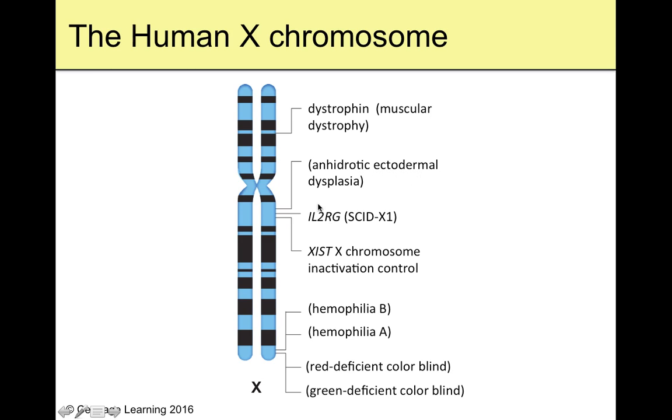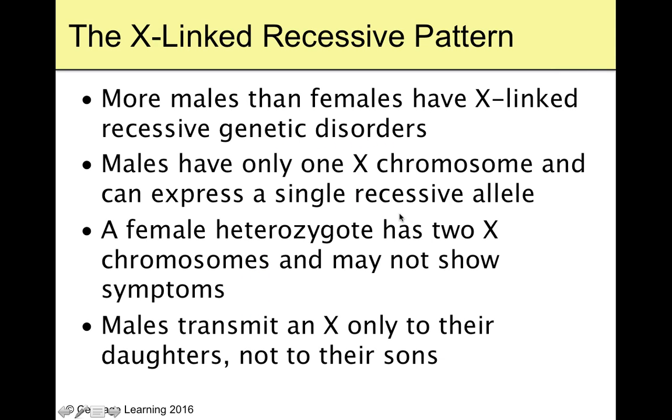Anhydrotic ectodermal dysplasia. Okay, I can read it, but it's annoying. That's on the X chromosome. A long string of letters, X chromosome. Hemophilia B, X chromosome. Hemophilia A, X chromosome. Red deficient colorblind, X chromosome. Green deficient colorblind, X chromosome, to name a few. There's a lot of business on the X chromosome.